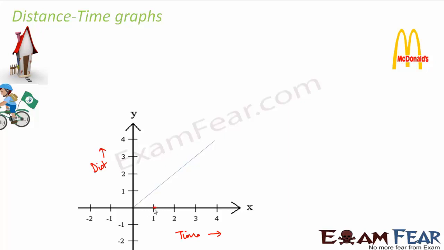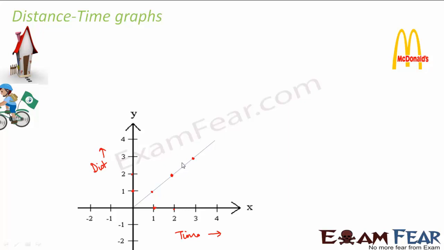That means when time is 1 second, distance covered is 1 meter. When time is 2 seconds, distance covered is 2 meters. Again, when time is 3 seconds, distance covered is 3 meters. So that is how we will get a straight line. So this kind of line we will get when equal distance is covered in equal intervals of time.